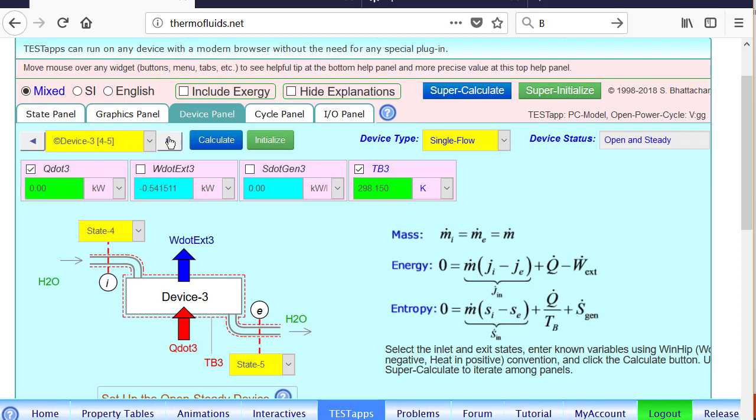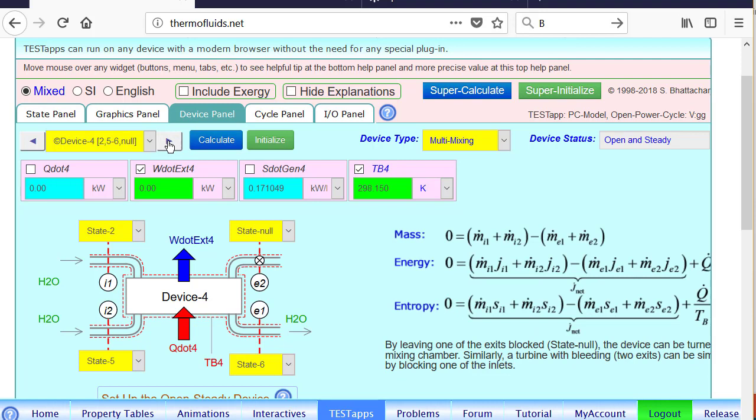Device 3 similarly is the first pump, and work is calculated; it operates between state 4 and 5. Device 4 is the mixing chamber, which is the feed water heater, where state 2 and state 5 are mixing to produce state 6. And of course, to choose that device, we have to choose the device type to be multi-mixing. That's the only manual part that I haven't shown here.